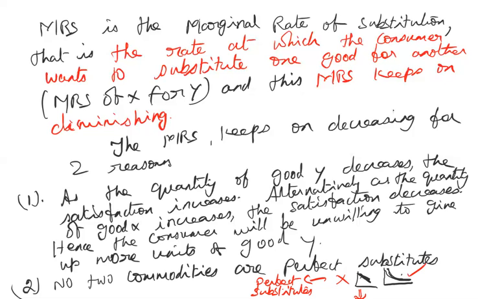Okay, so I will explain that to you in my next class. When I explain the diagram, then you will be able to understand the shape of the indifference curve. Okay, so hope at least up to here it is clear. So in my next class, I will explain to you the diagrammatic representation of the indifference curve, the formula for the marginal rate of substitution, and how the consumer will attain the equilibrium position.